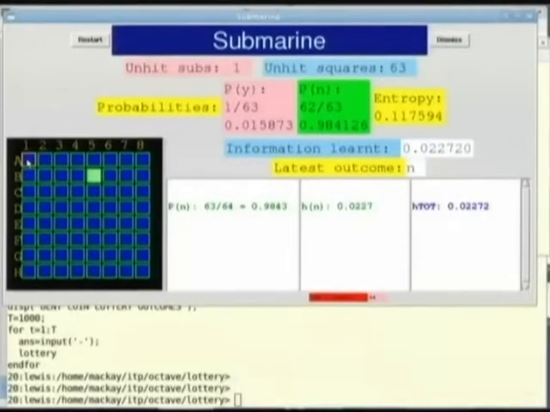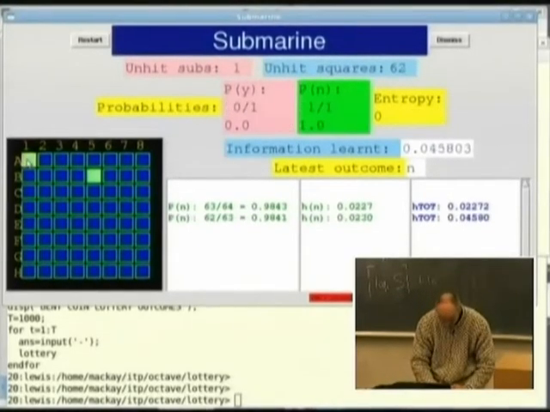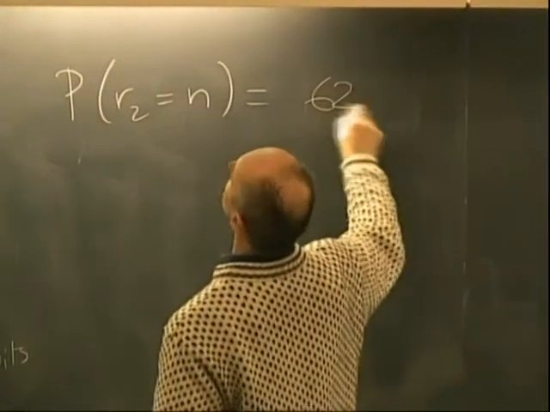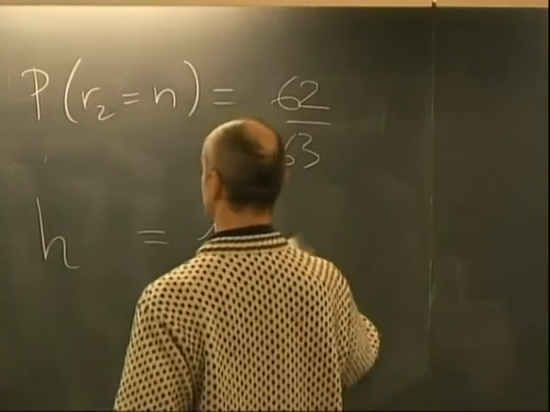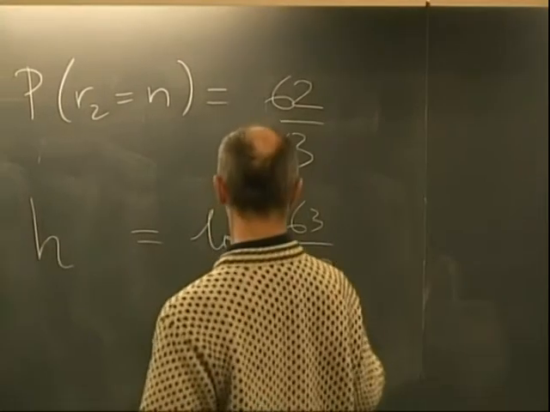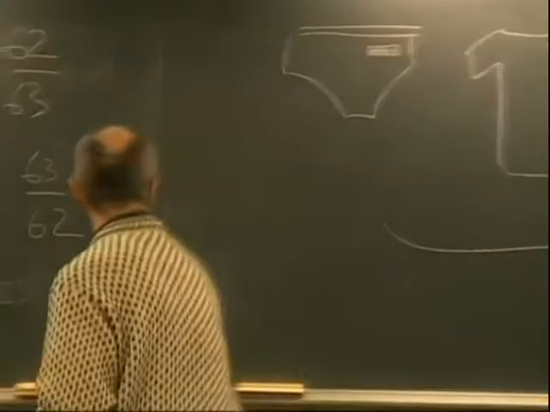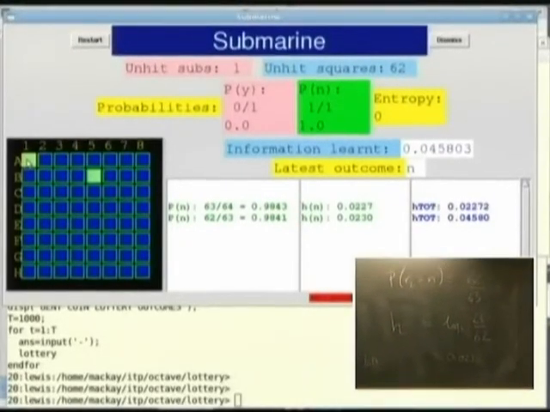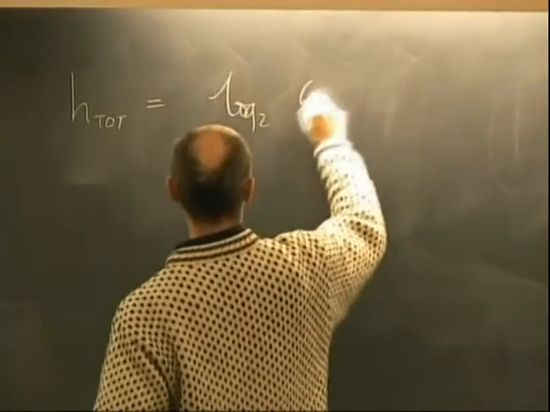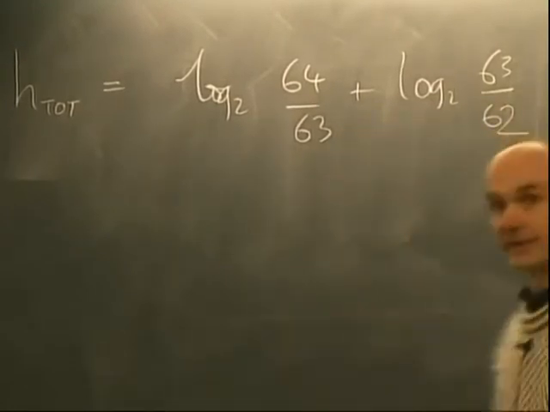Off we go. So we fire at this square. Now the probability of getting a yes is 1 over 63. Yeah? And the probability of a no is 62 over 63. Shall we fire? Boom. What happened? The probability of getting a no, which is what happened, was 62 over 63. The Shannon information content was log base 2 of that, 63 over 62, which was slightly more, 0.023. And the right-hand column is keeping track of the total information we've gained so far. Let's write that down as well. So, total information gained so far is log base 2, 64 over 63, plus log base 2, 63 over 62. And we carry on playing.